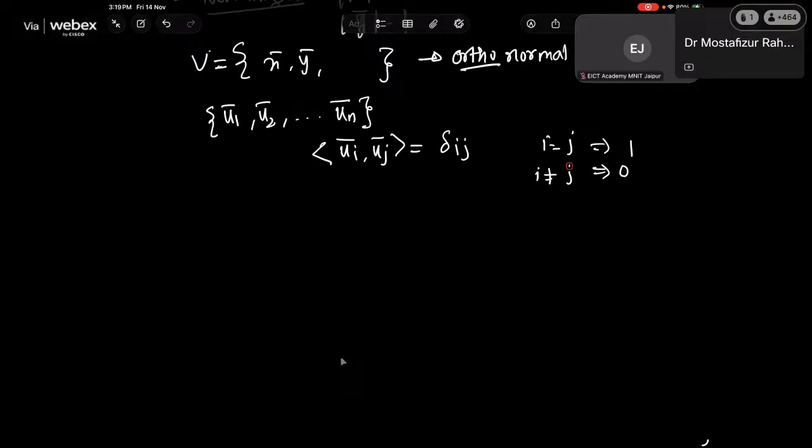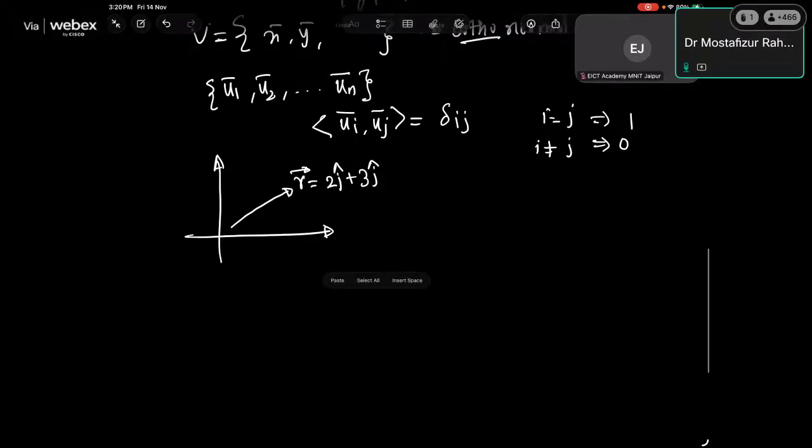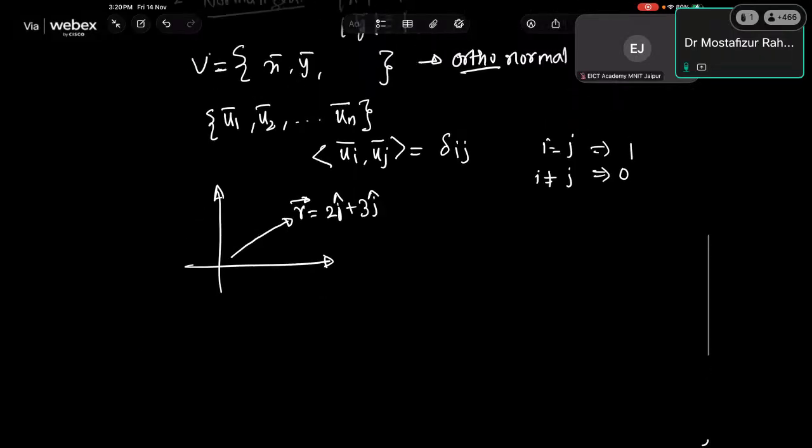Now you can ask me why these things are so important. Any vector, typically, from our childhood, when we studied in school, we learned that any vector r is represented as, say, 2 i cap plus 3 j cap, this kind of representation. Now what are this i and j? They are unit vectors, right?